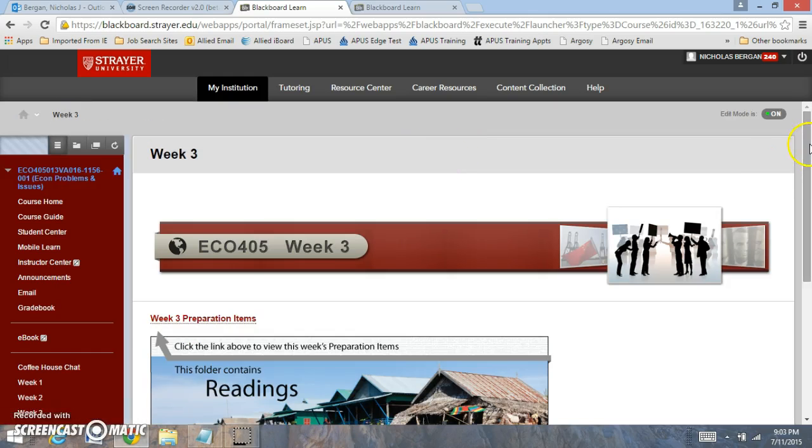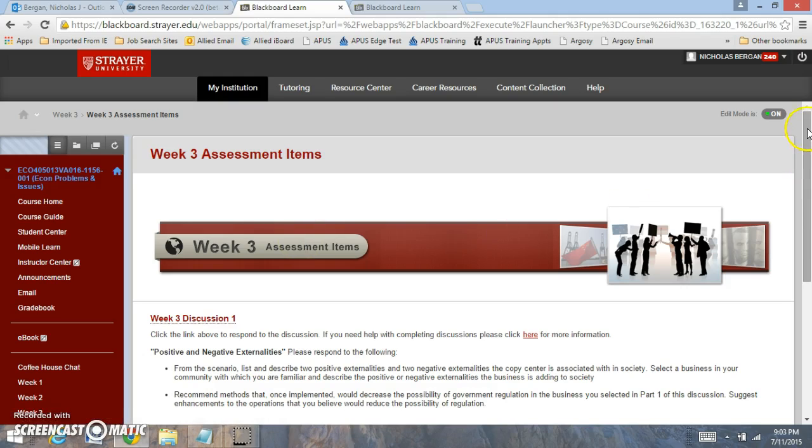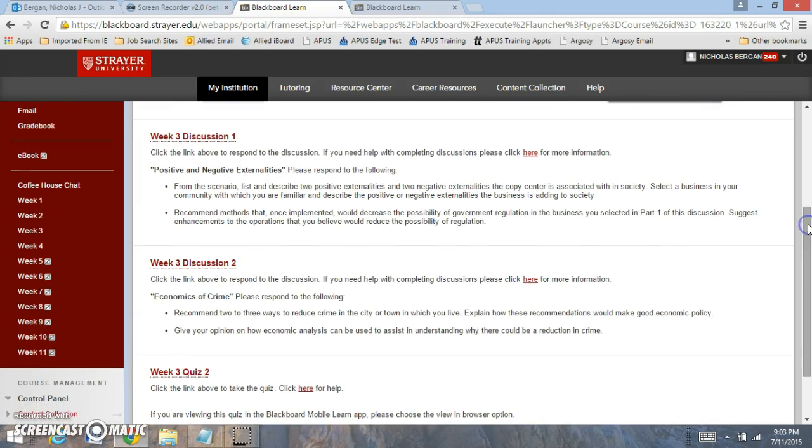Now let's go to what's required for this week. For this week, we click on the week 3 assessment items. You'll notice that you have 2 discussions and quiz number 2. For the first discussion, you're going to look at the role of positive and negative externalities. And you have 2 questions that you have to answer. So now, from the scenario, and you'll go back for the scenario, list and describe 2 positive externalities and 2 negative externalities the copy center is associated with in society.